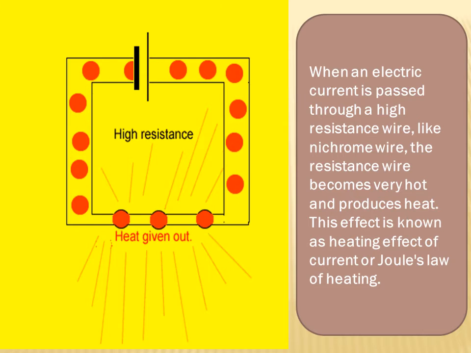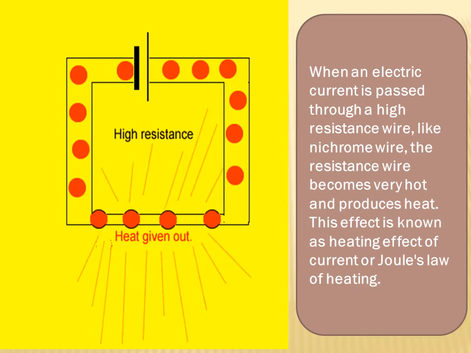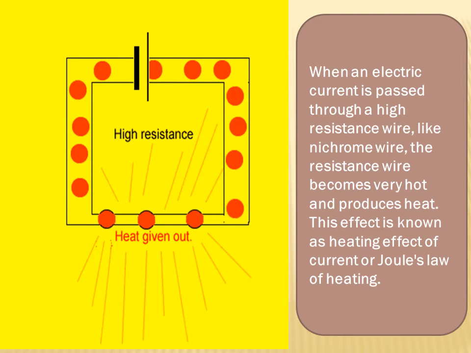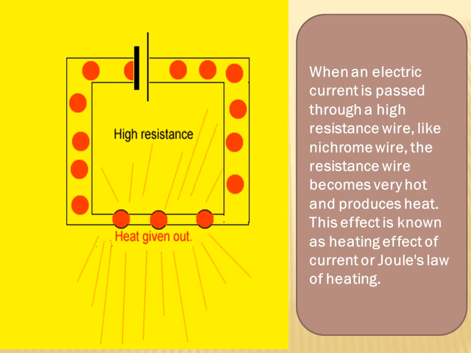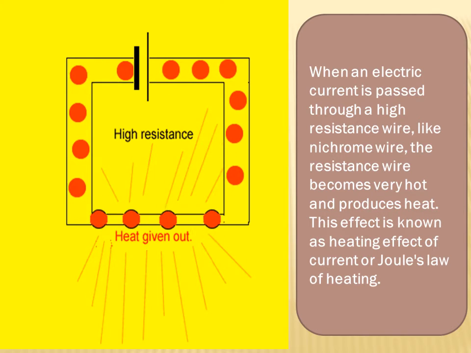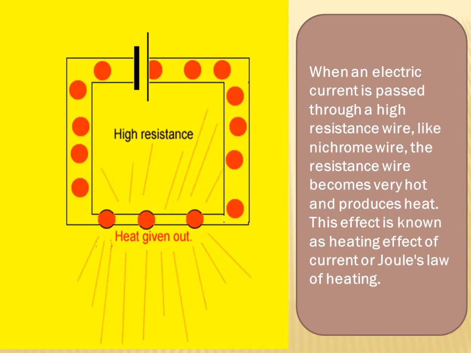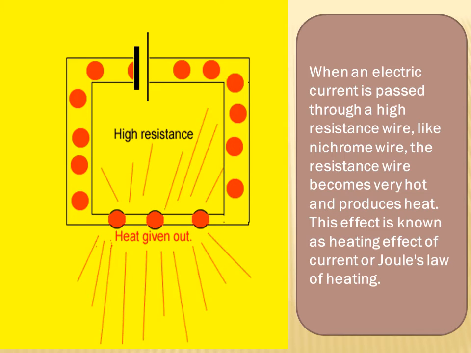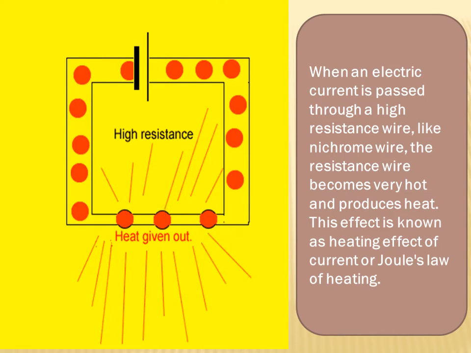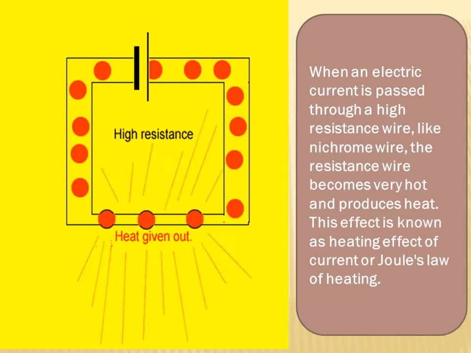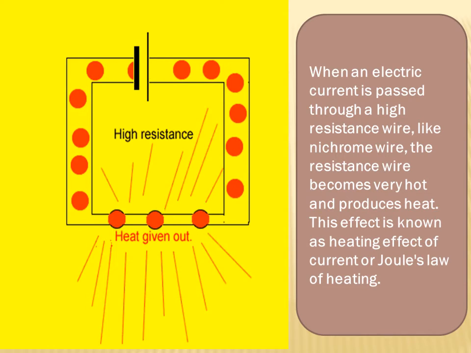So what will happen when we replace the bulb with a resistor? When an electric current is passed through a high resistance wire like nichrome wire, the resistance wire becomes very hot and produces heat. This effect is known as the heating effect of current or Joule's law of heating.